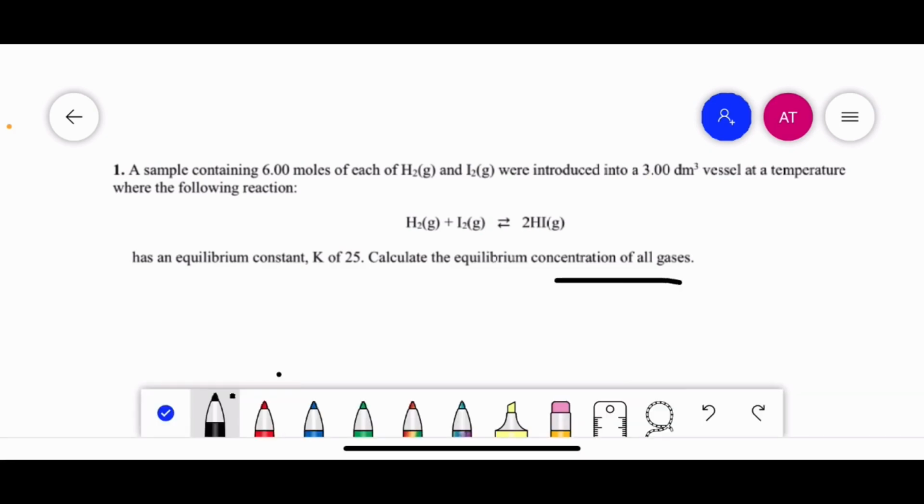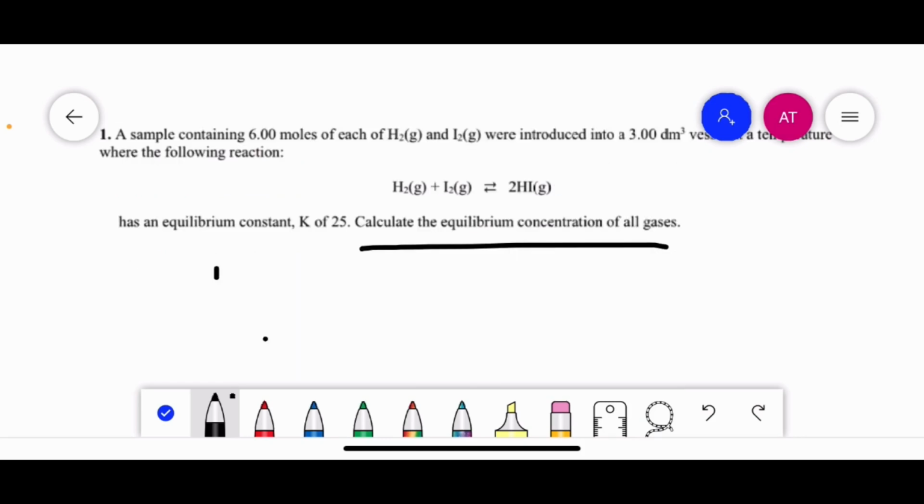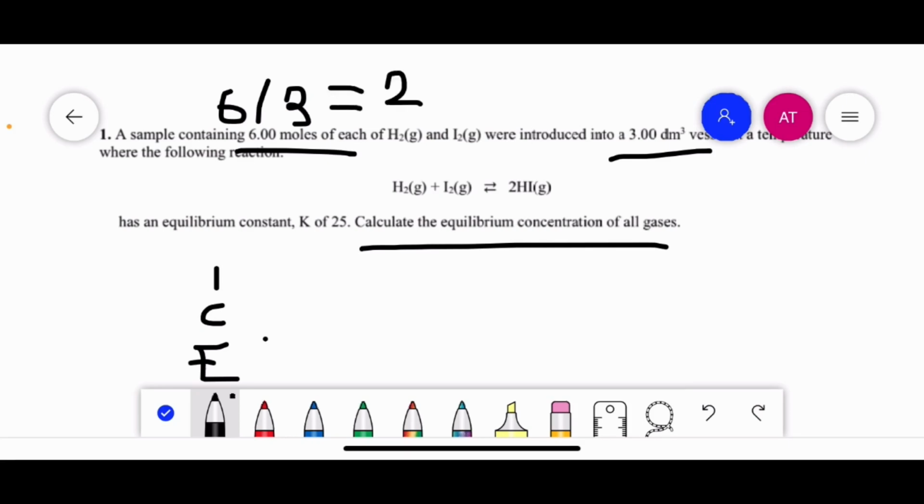In this question, they want us to find the equilibrium concentration of all gases. So what we have to do is draw the ICE table. Now, they mentioned that 6 moles of H2 and I2 were introduced to a 3 dm³ vessel. That means that the concentration of each is 6 divided by 3, which is equal to 2 molar. So we have 2 for H2, 2 for I2, and 0 for HI.